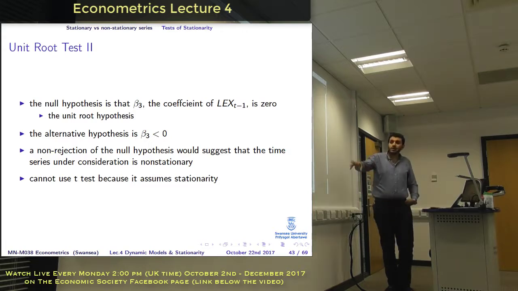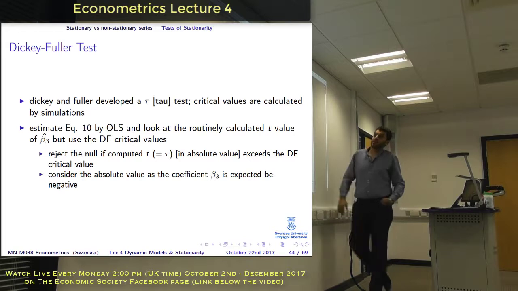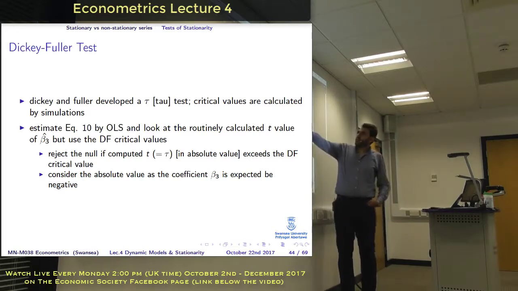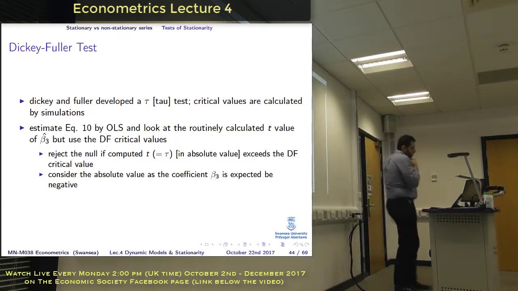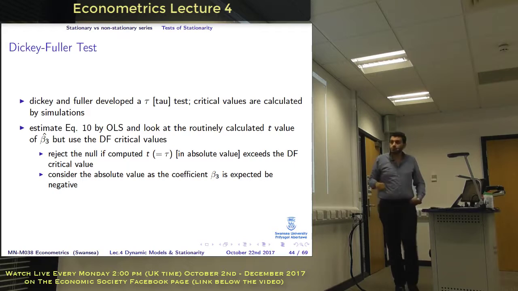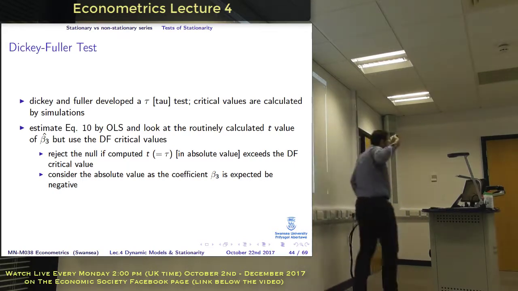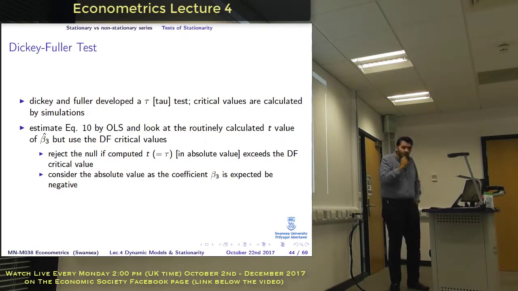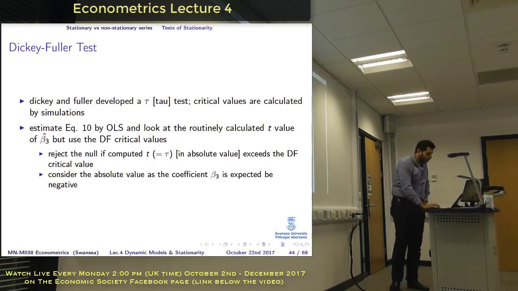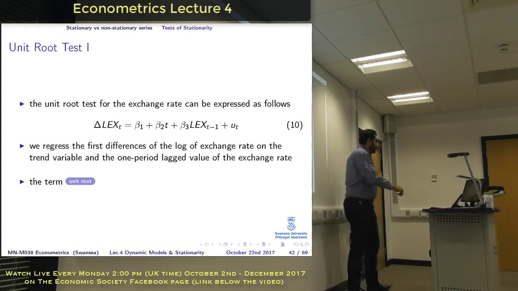Because we can't use the t-test, Dickey and Fuller provide this tau test, and they provide the critical values calculated by simulation. So rather than using the t-distribution, which you can't do, you follow the tau critical values. And if we estimate this equation by OLS, this is what I'm going to show you now.